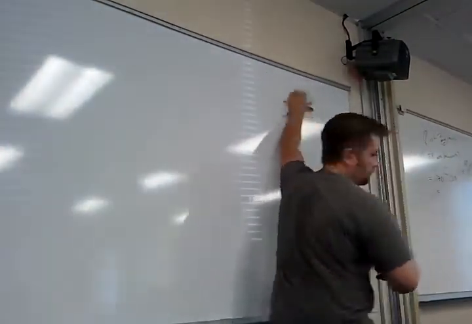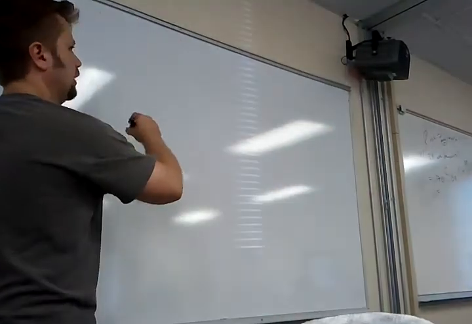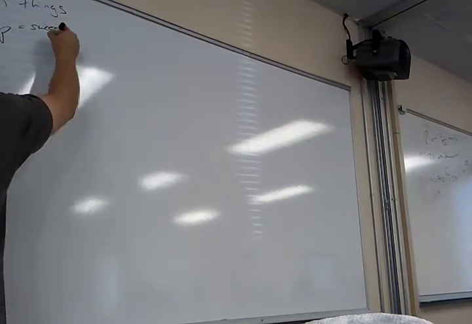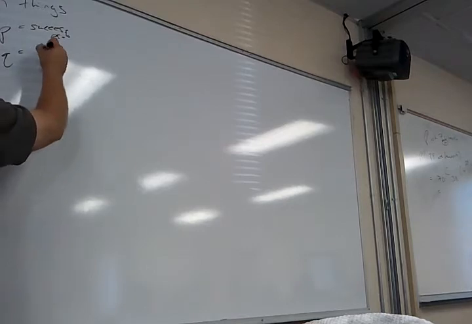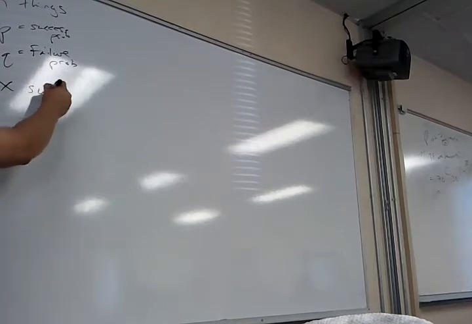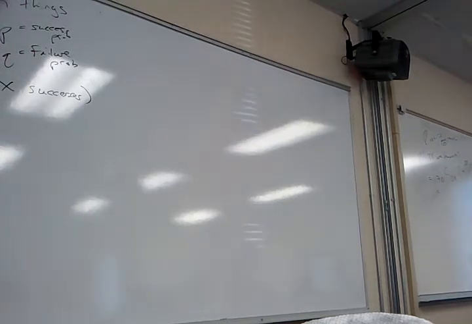Oh, and real quick, before I give you a problem, let's talk about what this formula looks like. If I have n things, and P is the success probability and Q is the failure probability, and I want the probability of X successes. This is what we've been doing, right? I give you a total number of things, like 70 people or 5 people, success, failure, and then the probability of a certain number of successes. That's what we've been doing.